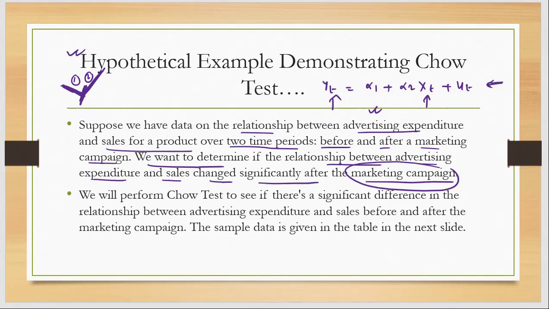So we want to basically test what will be the impact of this marketing campaign, what we see as a result after the marketing campaign. That is what we want to test using the Chow test. So we will perform the Chow test to see if there is a significant difference in the relationship between advertising expenditure and sales before and after the marketing campaign, and the sample data is given here.